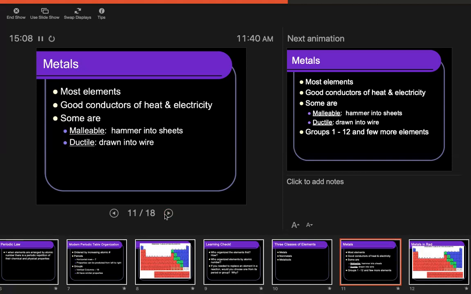Some metals, and not every single one, but most of the metals actually have the ability to be malleable, which means they can be hammered into sheets, or ductile, which means they can be drawn into wire. Copper, that's exactly right. If you think about copper, that's a really good example to keep in your mind when you're thinking about metals because it has these qualities.